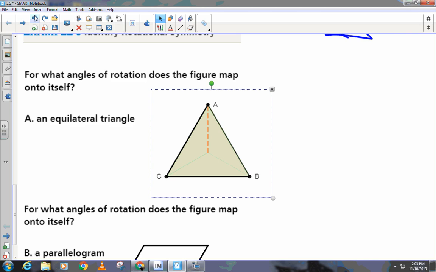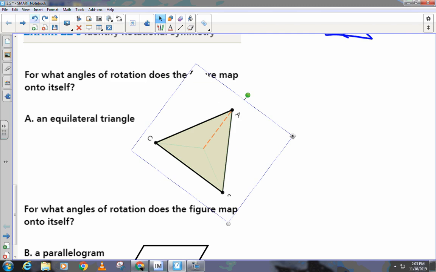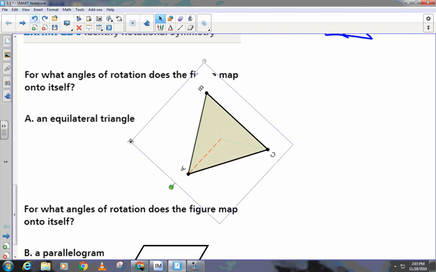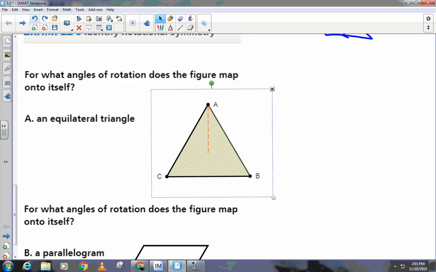This is an equilateral triangle. So an equilateral triangle, I could rotate it once, twice, 3 times. So what would be the order? The order would be 3, because it rotates 3 times till it gets back to where it starts.